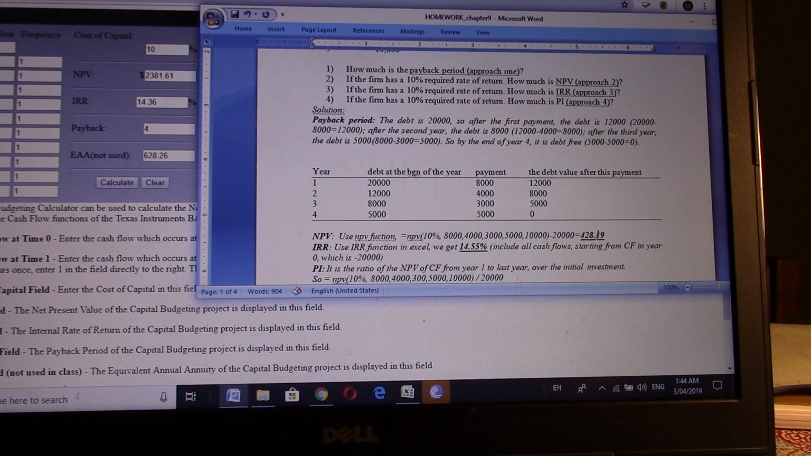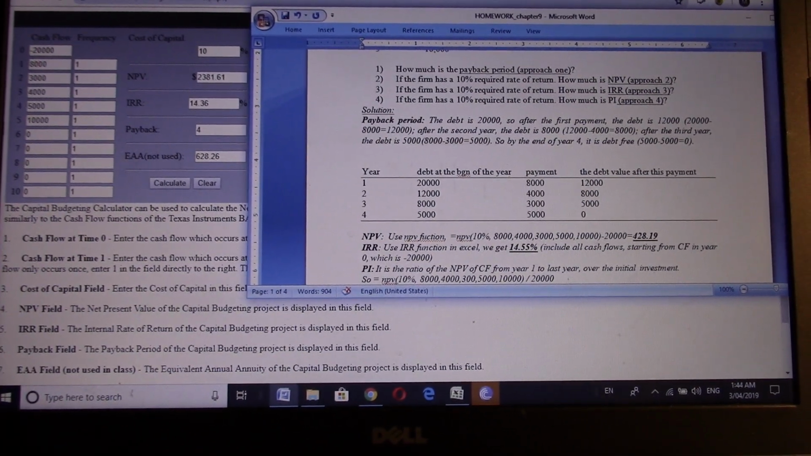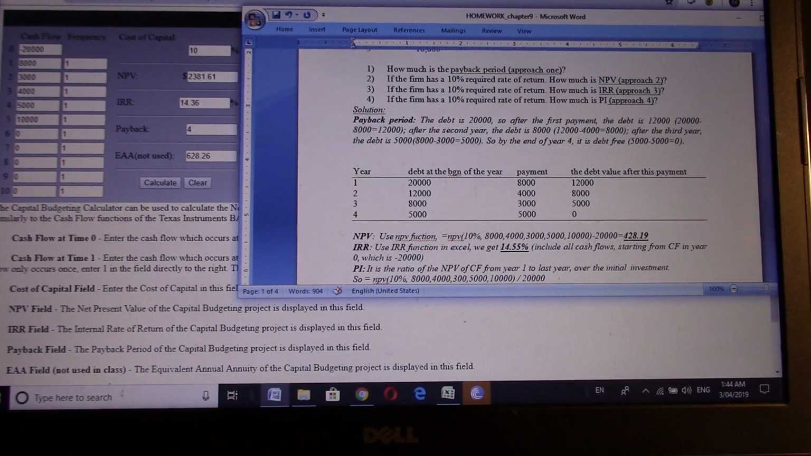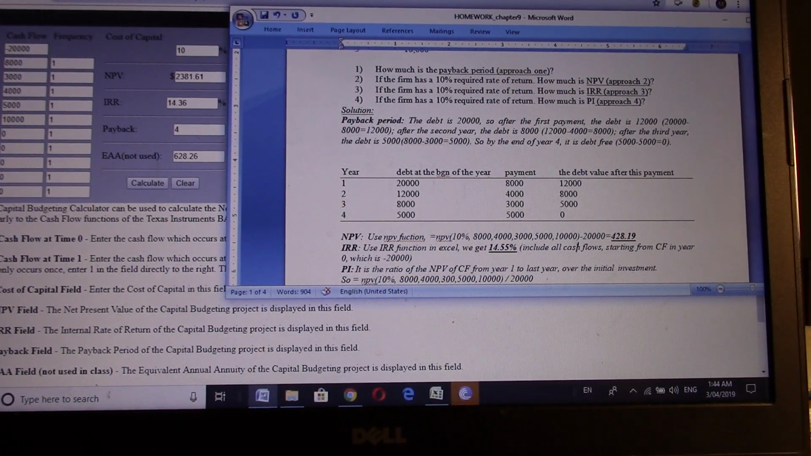You can also use the IRR function in Excel, but you have to include all cash flows. If you're not familiar with how to use IRR in Excel, you can watch the class videos, where I had an example to show the class how to use IRR.